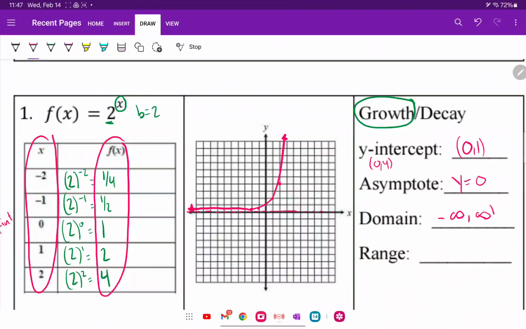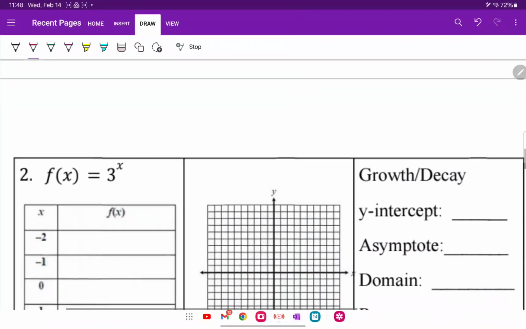And remember, infinities always use parentheses. We do not include those. And then the range, we have an asymptote at the bottom, which is 0. And it goes to infinity. And again, we don't include infinity. So we use parentheses to show that they're not included. See if I can write this one a little bit nicer here. And that is number 1. All right, on to number 2.